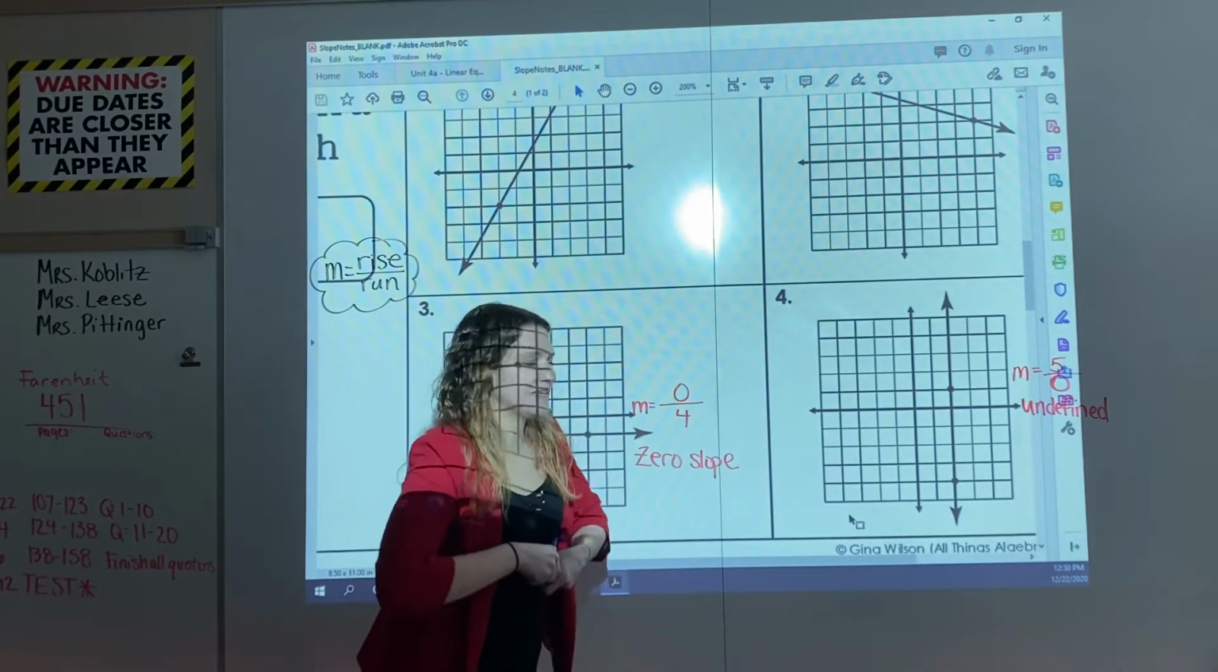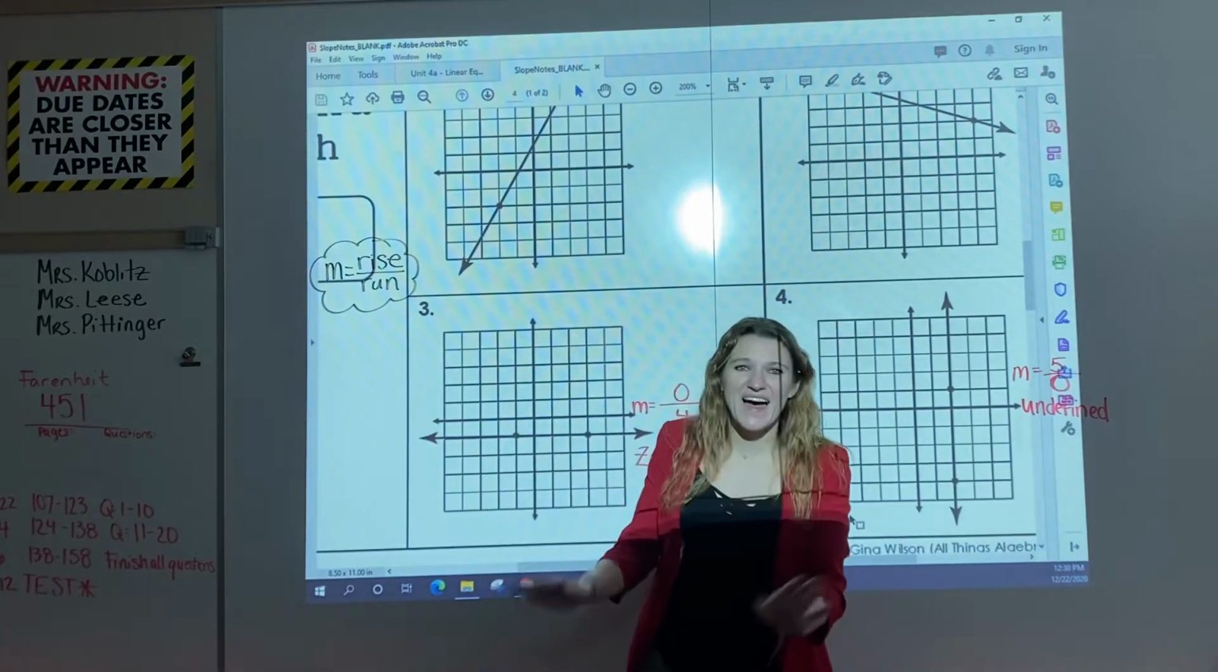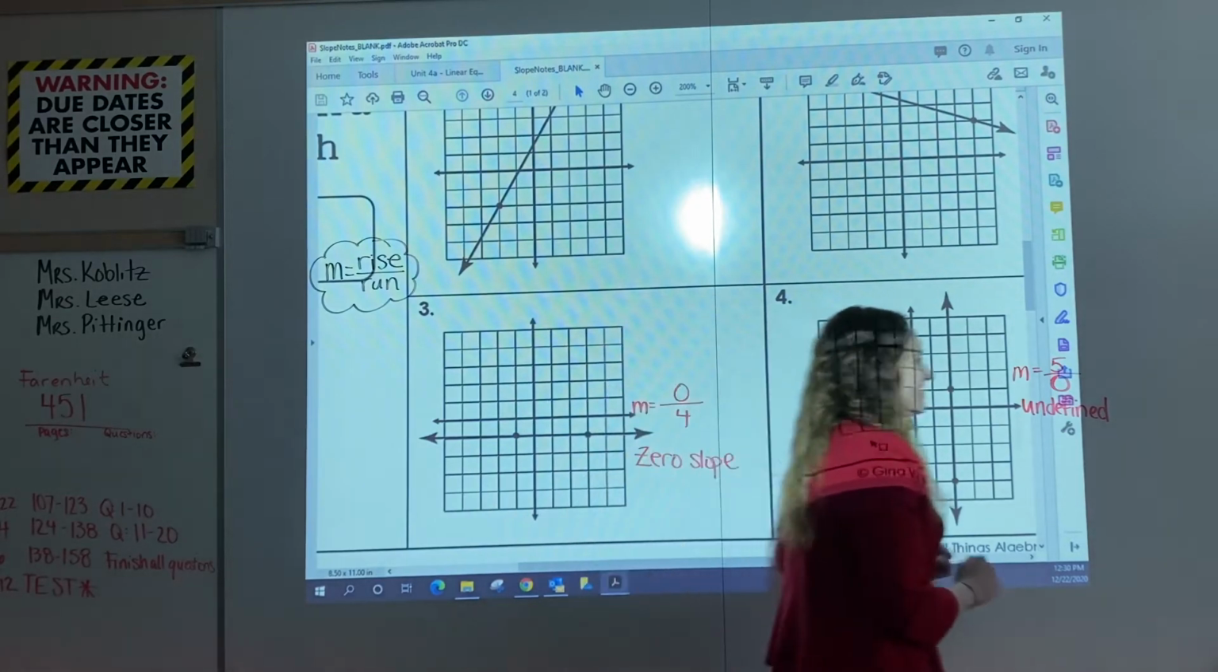One more time, just in case you forgot. Whenever 0 is under the line, it's undefined. Hope you remember that. Let's continue.